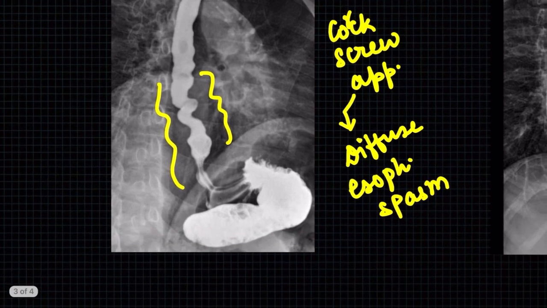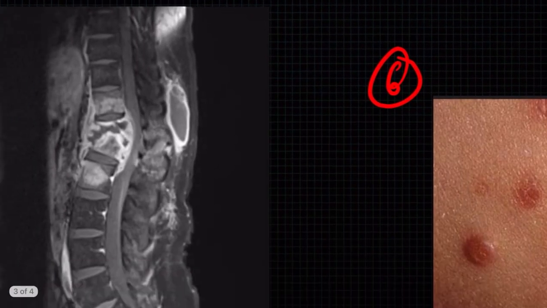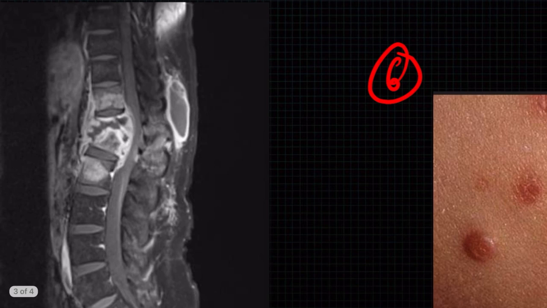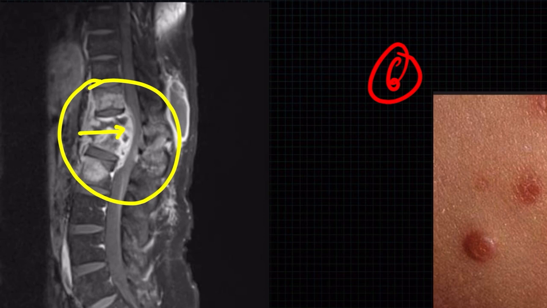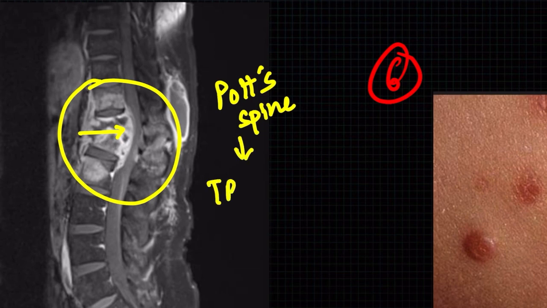Now we'll focus on the fourth image, which is the MRI of the vertebral column, which shows the destruction of vertebrae, and because of the destruction of vertebrae there is compression of the spinal cord, which is also very clear in this image. And this is a classical finding of Pott's spine. Where do we find this? So we find this in TB spine.